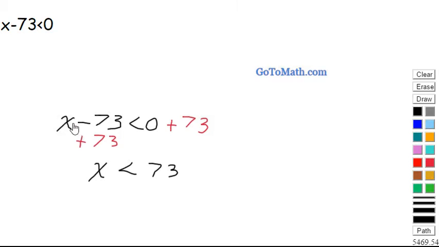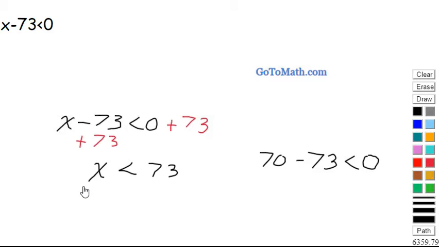So what exactly does this mean? This means that for this inequality right here, if you choose a number that's less than 73 and you were to plug it in right here, let's say for example we chose 70, right? 70 minus 73. Now we want to make sure that this is a true statement, and 70 minus 73 ends up being -3, and -3 is less than 0.